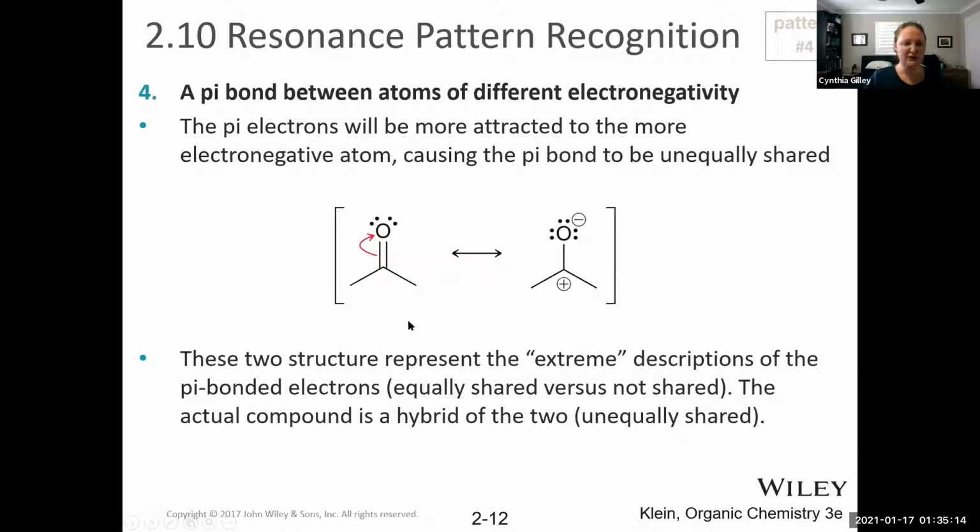Recall that these two structures really represent extreme descriptions of the pi bonded electrons. They're not equally shared, nor are they completely unequally shared. The true structure is somewhere in between, where the electrons are unevenly shared, but not completely, still shared and not completely given to the oxygen atom.